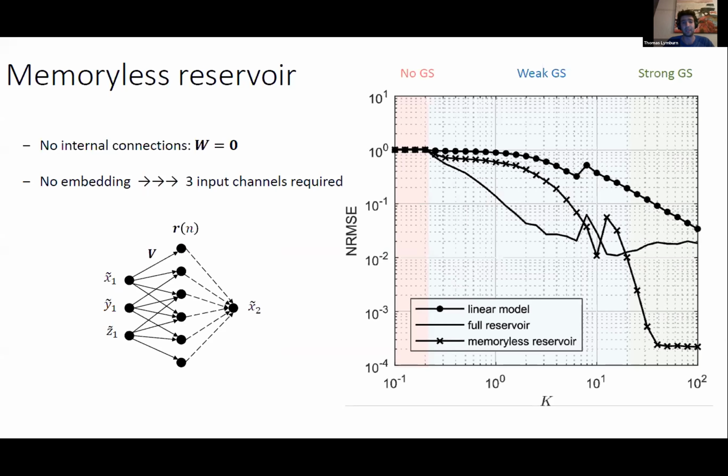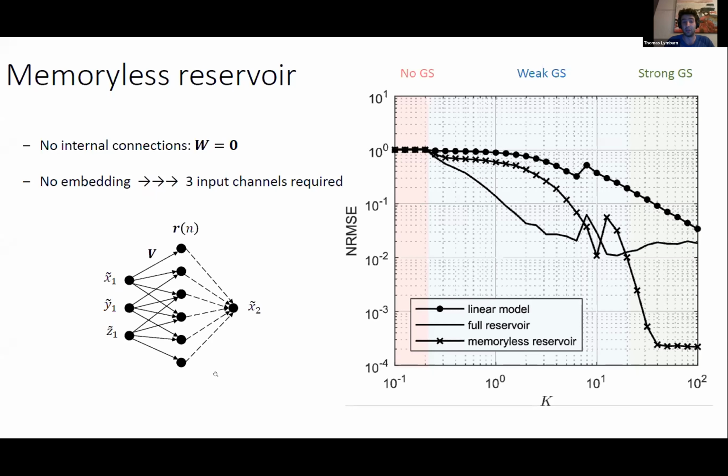What we do have to be careful of though is that the memory allowed us to perform a delay embedding. So to account for the fact we no longer have this time delay embedding, we're going to make sure that we have 3 input channels for each of the variables of the Rössler system. So this is what the structure now looks like. Essentially, we now have a random feed-forward neural network, right?